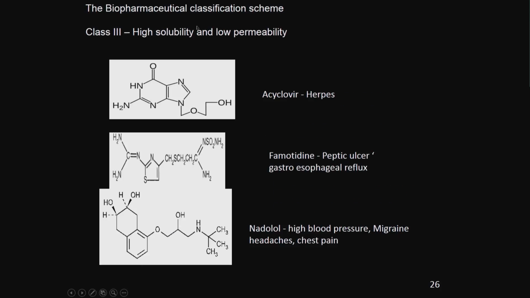Highly soluble but permeability is low, that means it is hydrophilic type of drug, so it does not cross the GI. Acyclovir, this is for herpes, so you will see a lot of nitrogens and oxygens. Famotidine, peptic ulcer, gastroesophageal reflux, that means acids come out through the esophagus. Look at this, a lot of nitrogen, so it is quite hydrophilic. Nadolol for high blood pressure, migraine, headaches, chest pain and so on, again it has got a lot of oxygens.